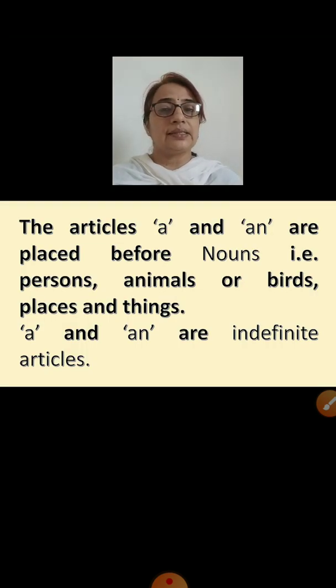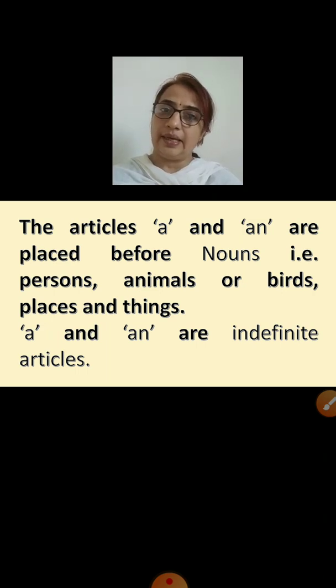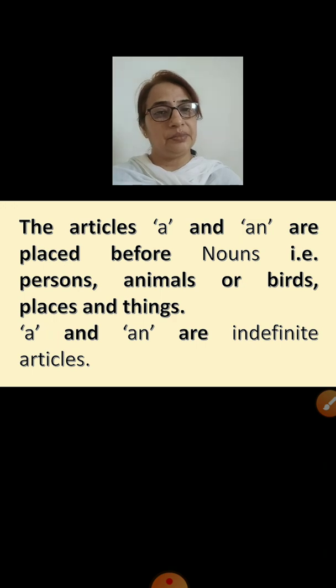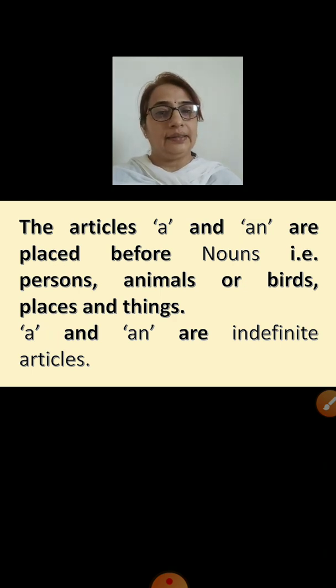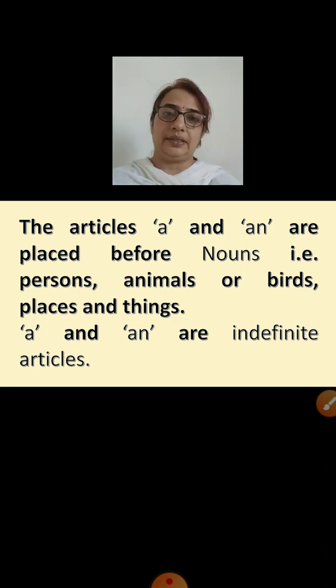The articles a and an are placed before nouns. They are persons, animals or birds, places, and things. A and an are the indefinite articles. Yes, as I told you children, today we are going to learn the chapter number 2, articles.